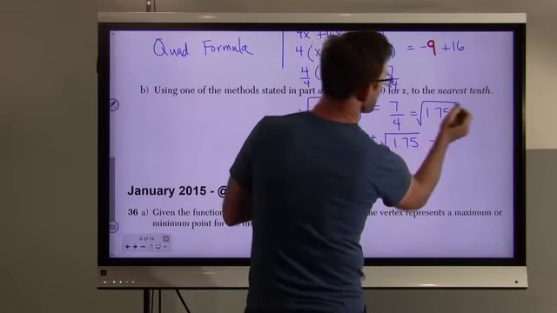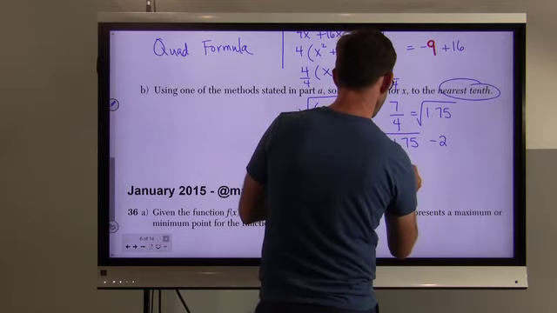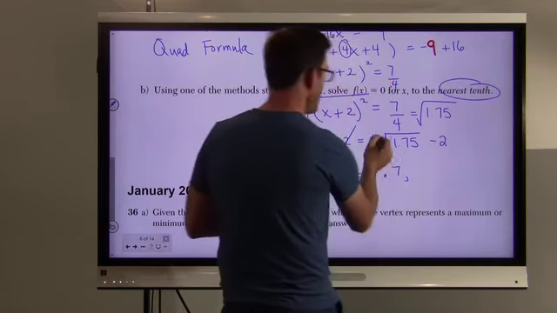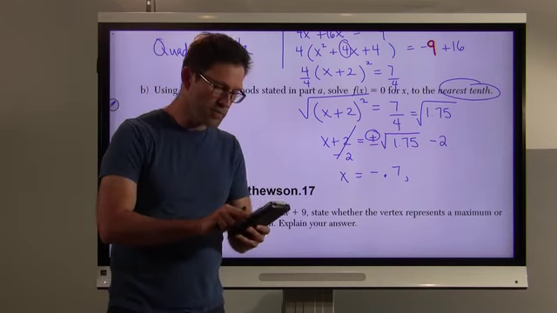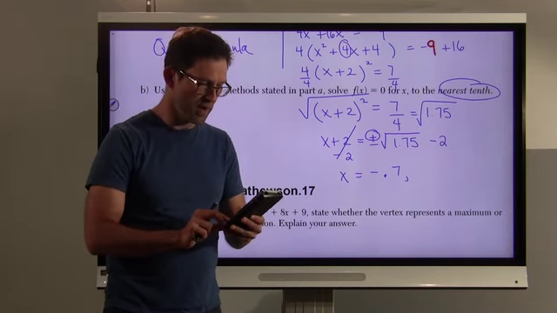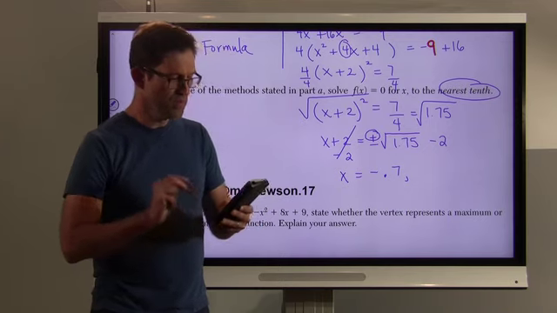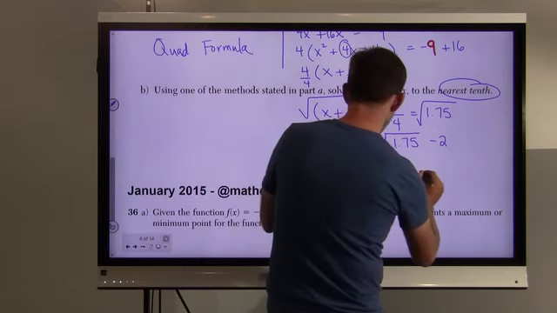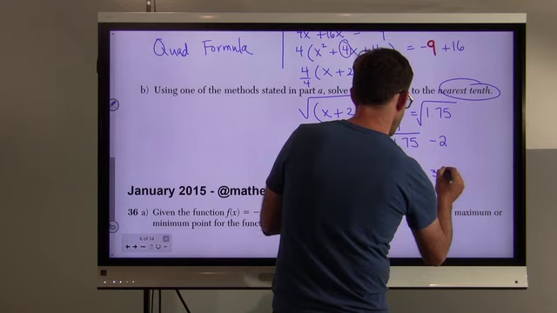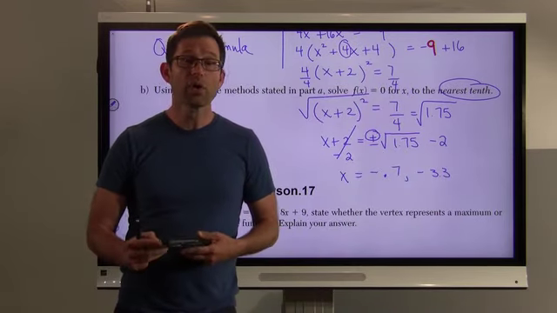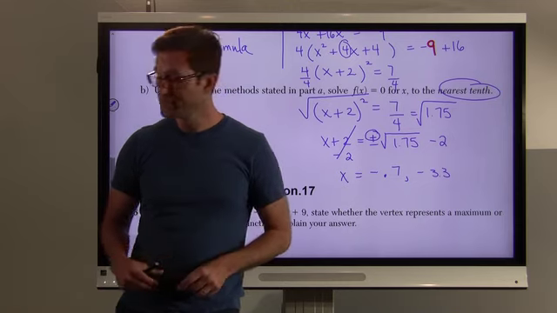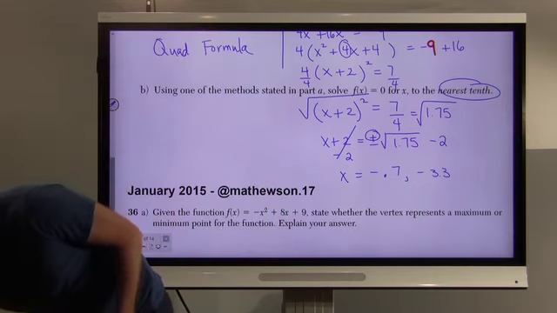Well, let's see, it says to the nearest tenth. That ends up being negative 0.7, and that's the positive version. And then I'm going to do negative square root of 1.75 minus 2, and I'm going to get negative 3.3. All right.